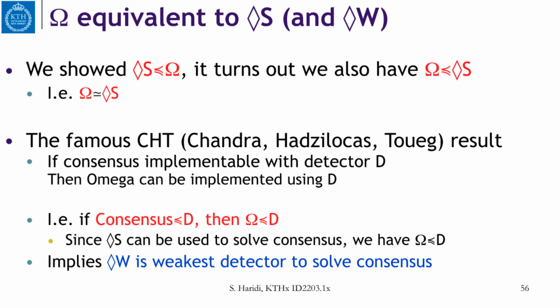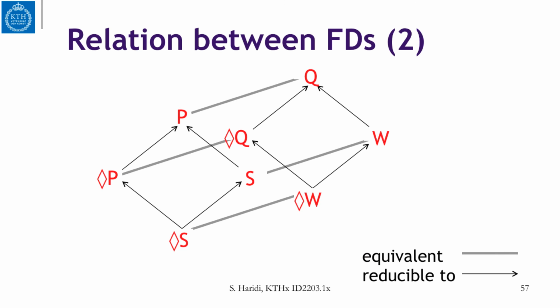Thus, we have this very nice picture now. This is what we had before, and now we can add omega to this picture. So here we have the whole relationship between failure detectors, including the omega leader election abstraction.